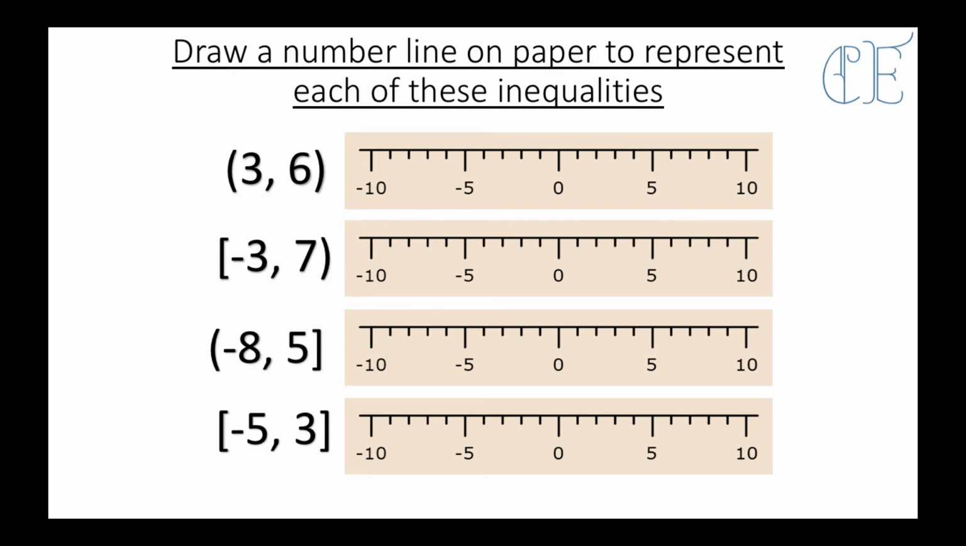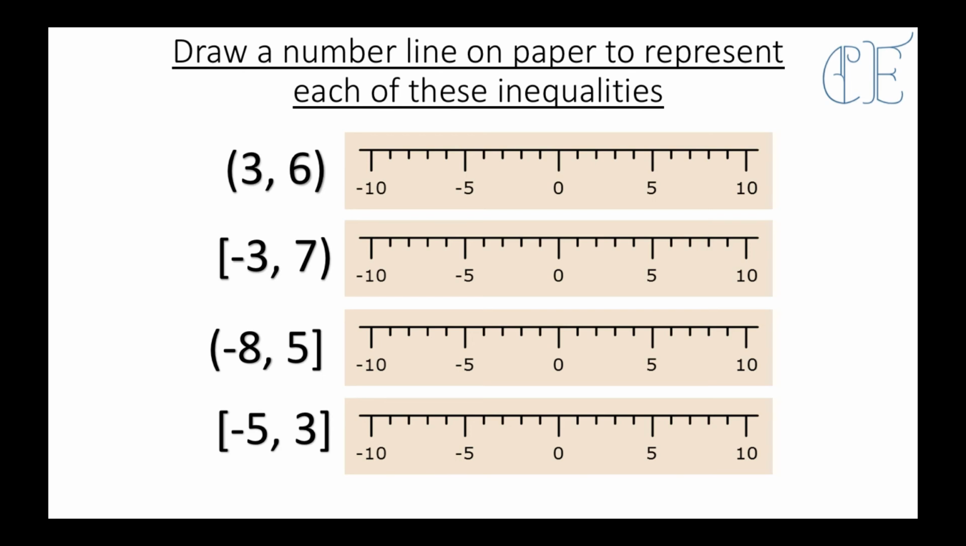What I would like you to do is draw a number line on paper or in your notebooks to represent each of these inequalities. Remember which brackets you need to remember. Like this is a round bracket, which means you don't colour in the circle, and this is a square bracket, which means you do colour in the circle.